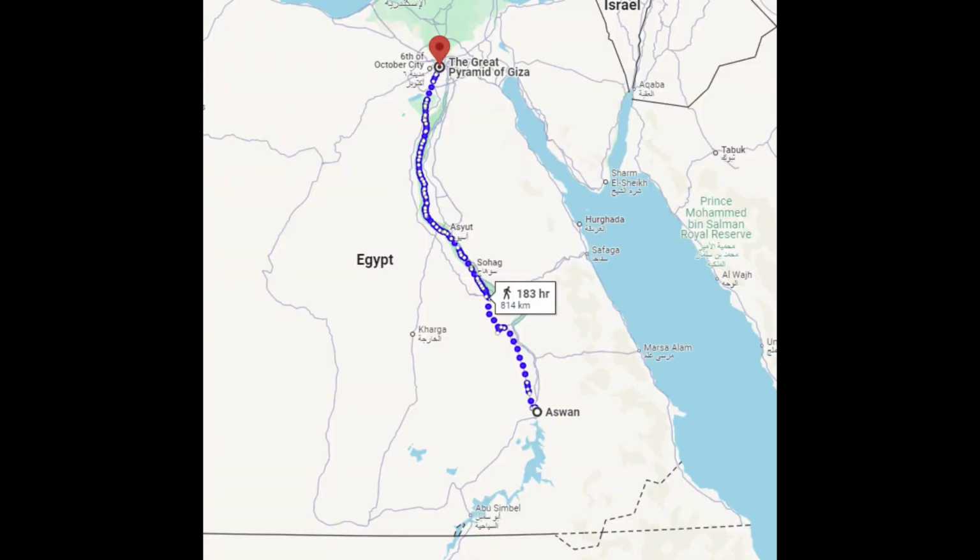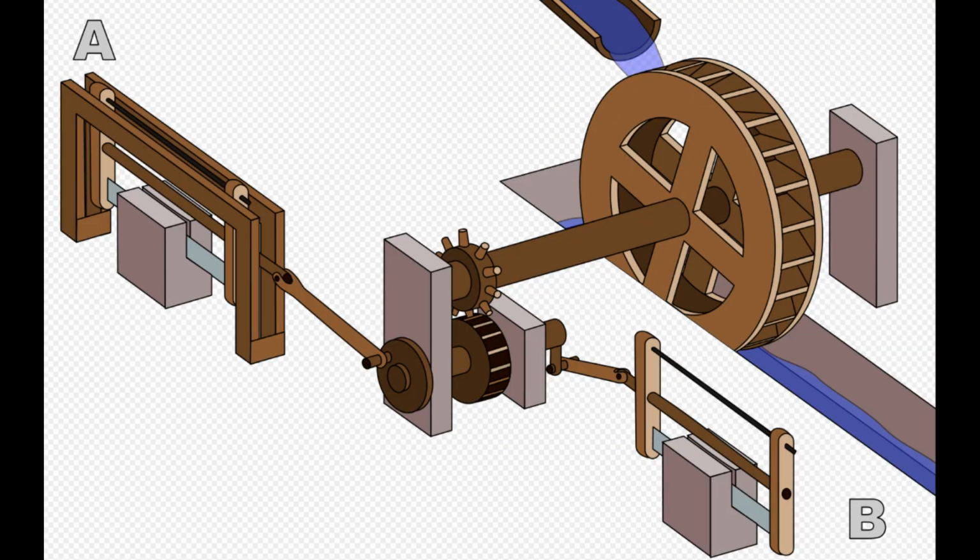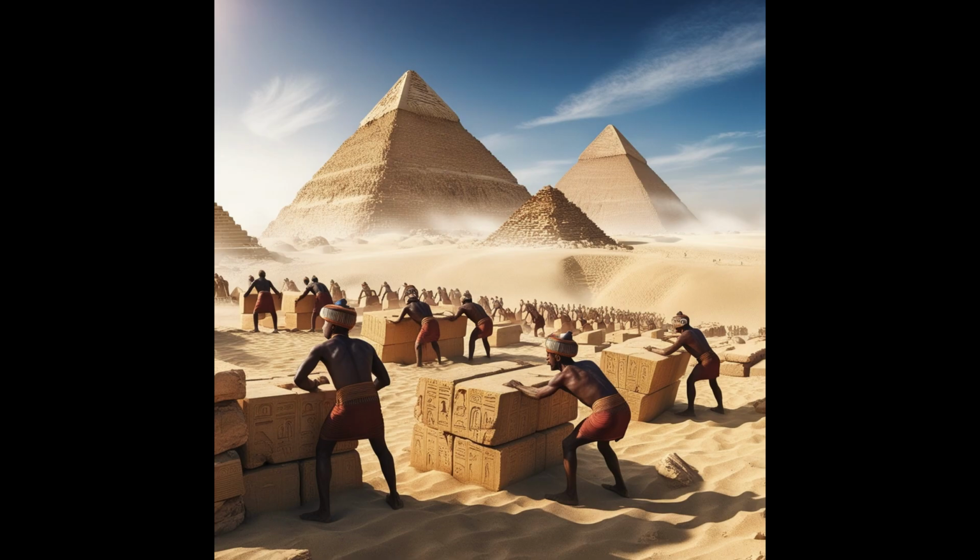Quarrying techniques. Workers used copper tools like chisels and saws, wooden wedges, and stone hammers to cut the limestone and granite. They would create a grid of channels in the rock, insert wooden wedges, and soak them in water to split the stone blocks. Transportation.